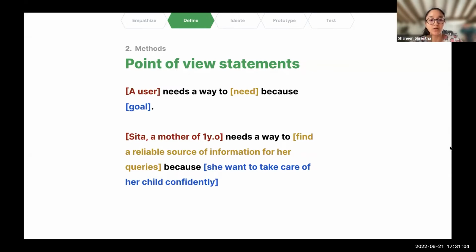So in your statement, what the need is and what the goal is, we try to take out the problem. So the problem in this statement is that there is not enough information available.